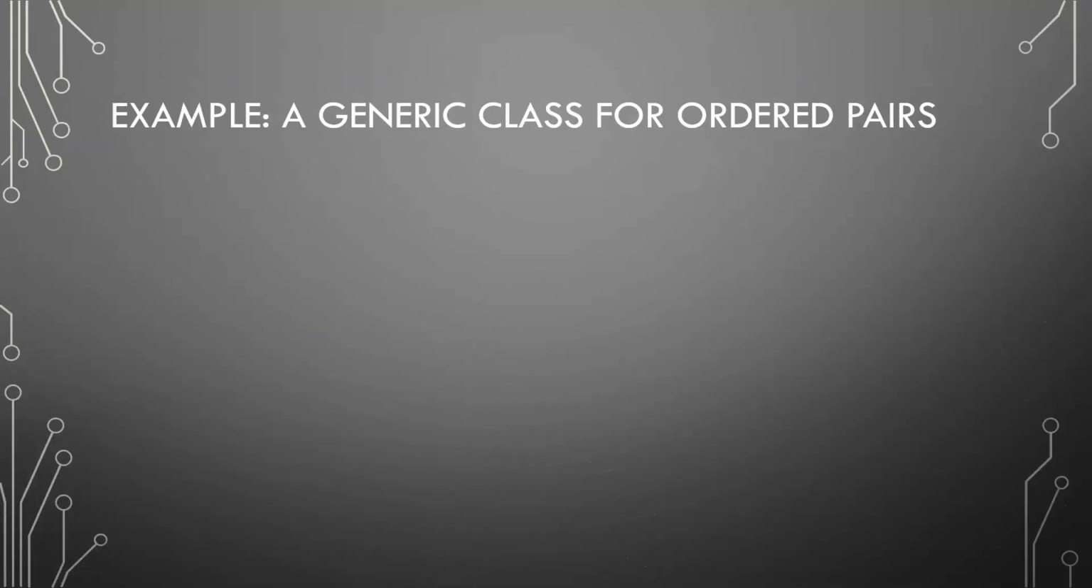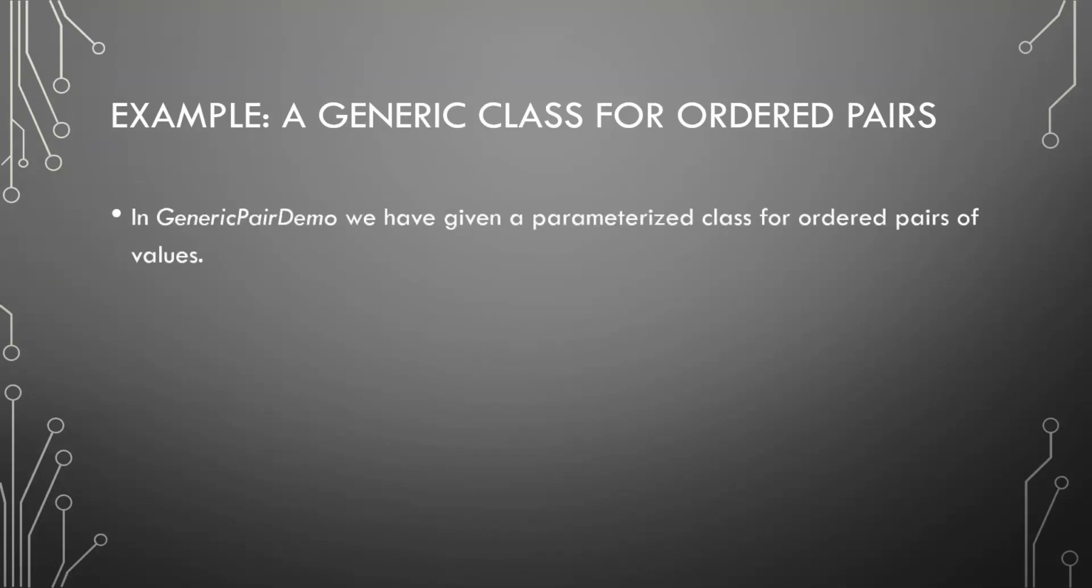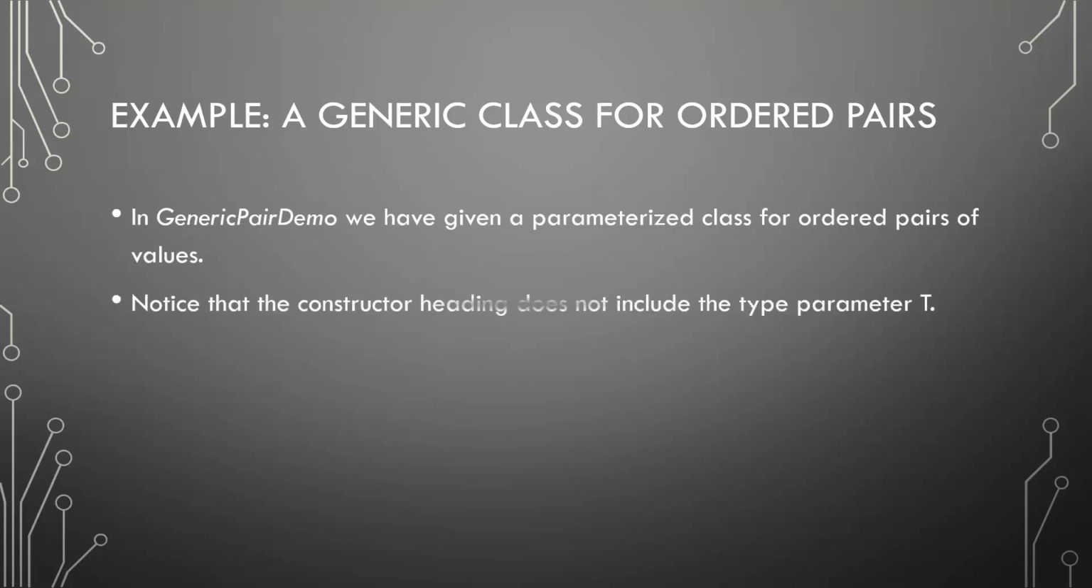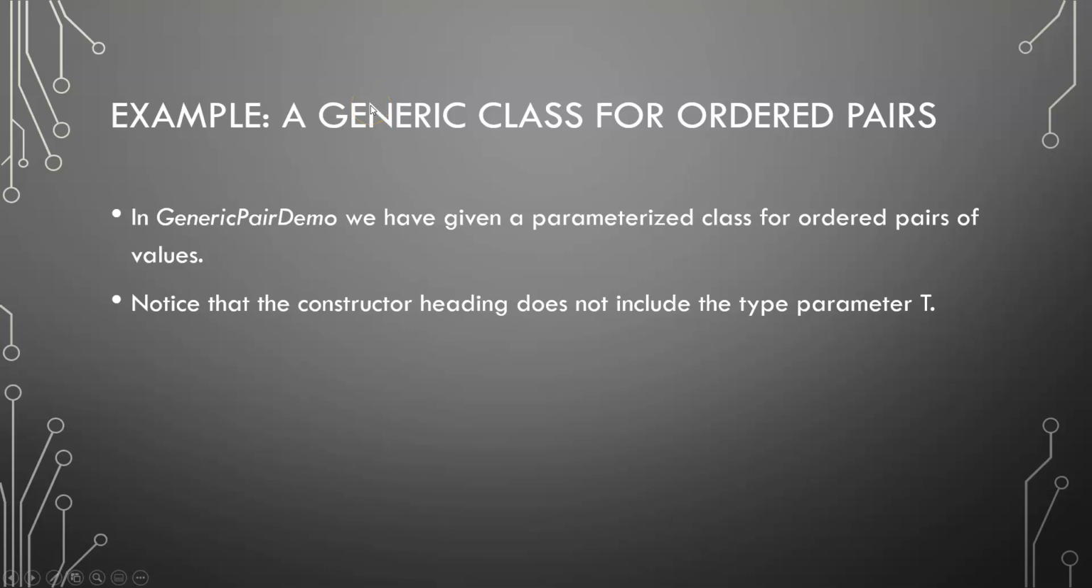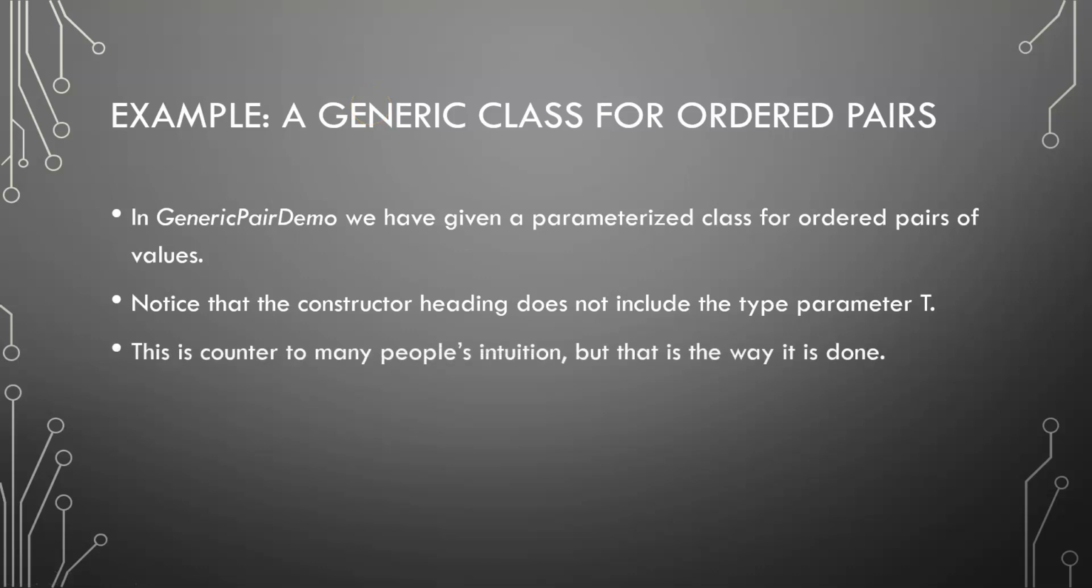All right, so here's a quick example. A generic class for ordered pairs. In the generic pair demo, we have given a parameterized class for ordered pairs of values. Now, you'll notice that the constructor heading does not include the type parameter T. So if I come over here to Pair, of course you can see we have public Pair. There's no parameterized type here. Now, of course, down here we do have ones for these. This might seem counter to your intuition, but that's simply just the way that gets done.